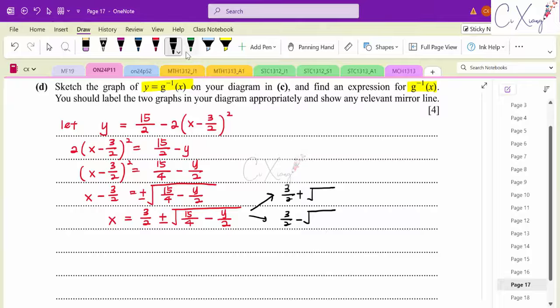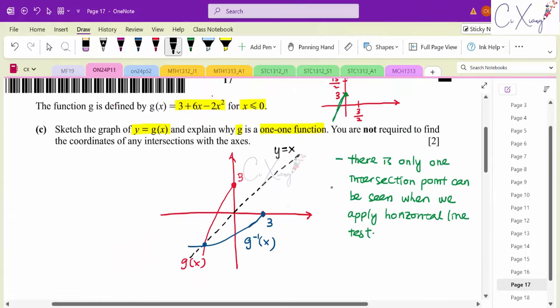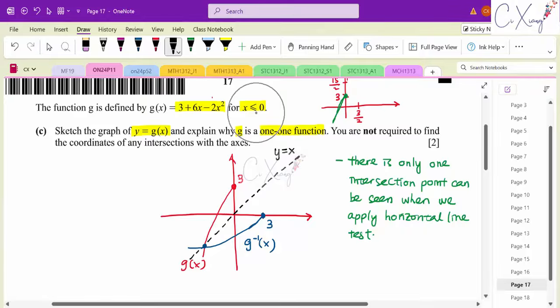Again, we need to recall one important result that we learned earlier: the range of the inverse function is equal to the domain of the function. So this is the range of the inverse function, and it relies on the domain of the original function. Your domain is x smaller than or equal to 0.